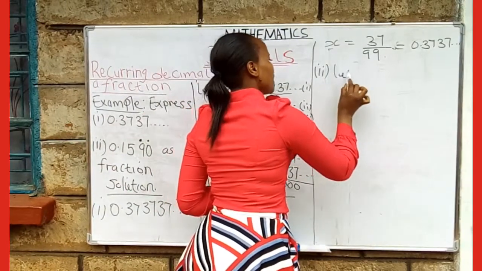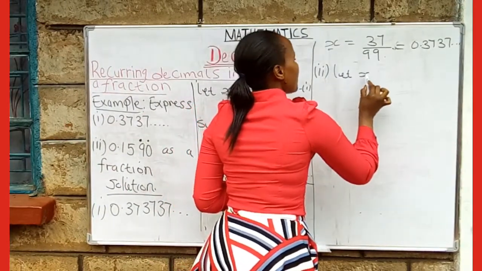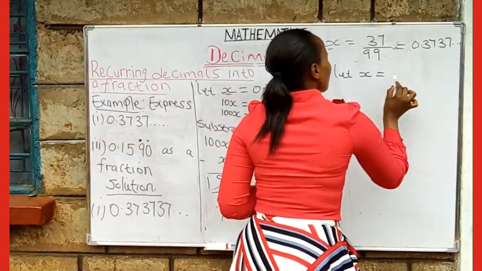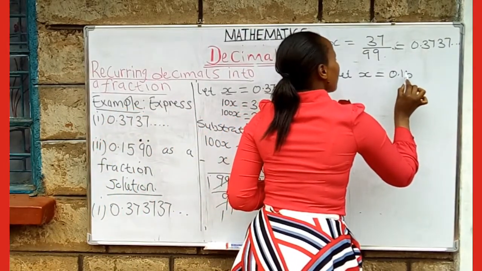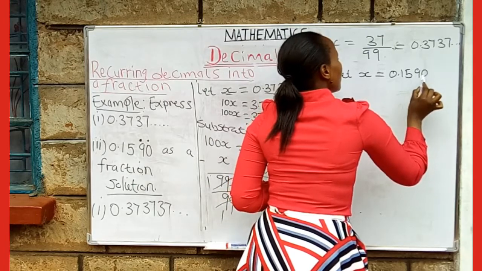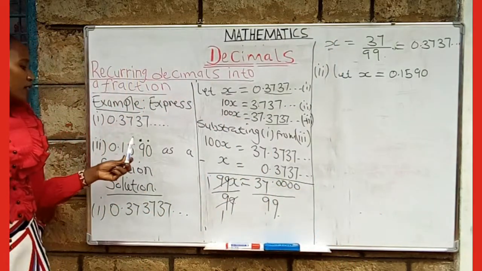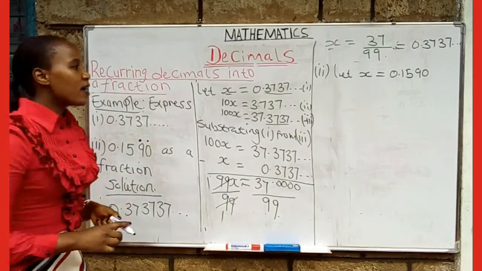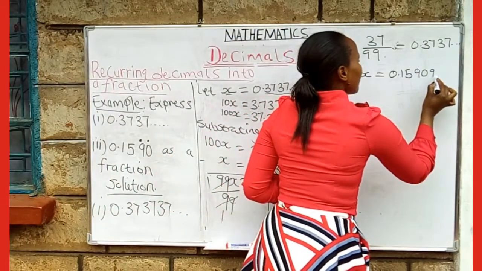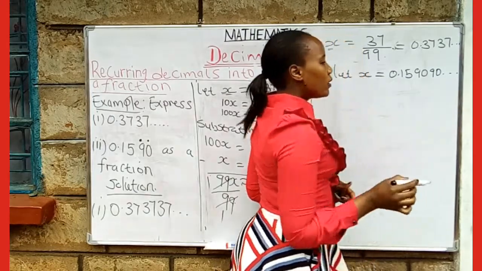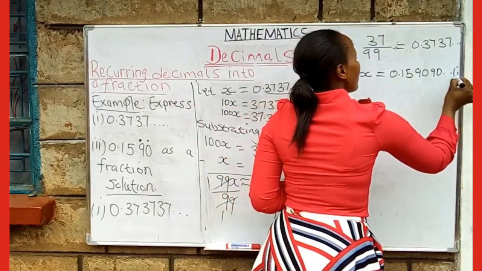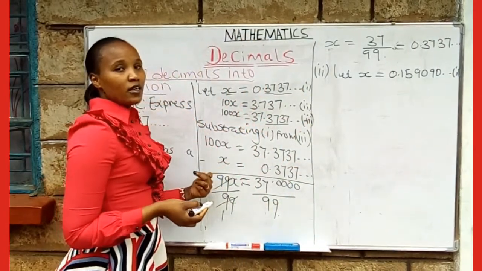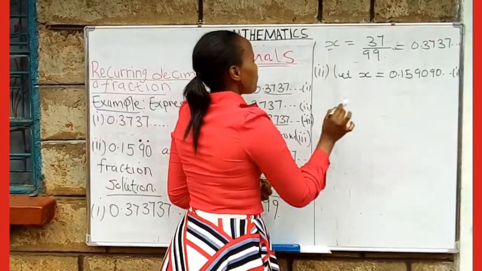We let that fraction that we are looking for be x, and x is equals 0.1590. Remember now, this dots means that 9090 is the one that is recurring. So we can have 90 and so on. This is now our first equation. So we do the same just like we have done in the previous decimal number.